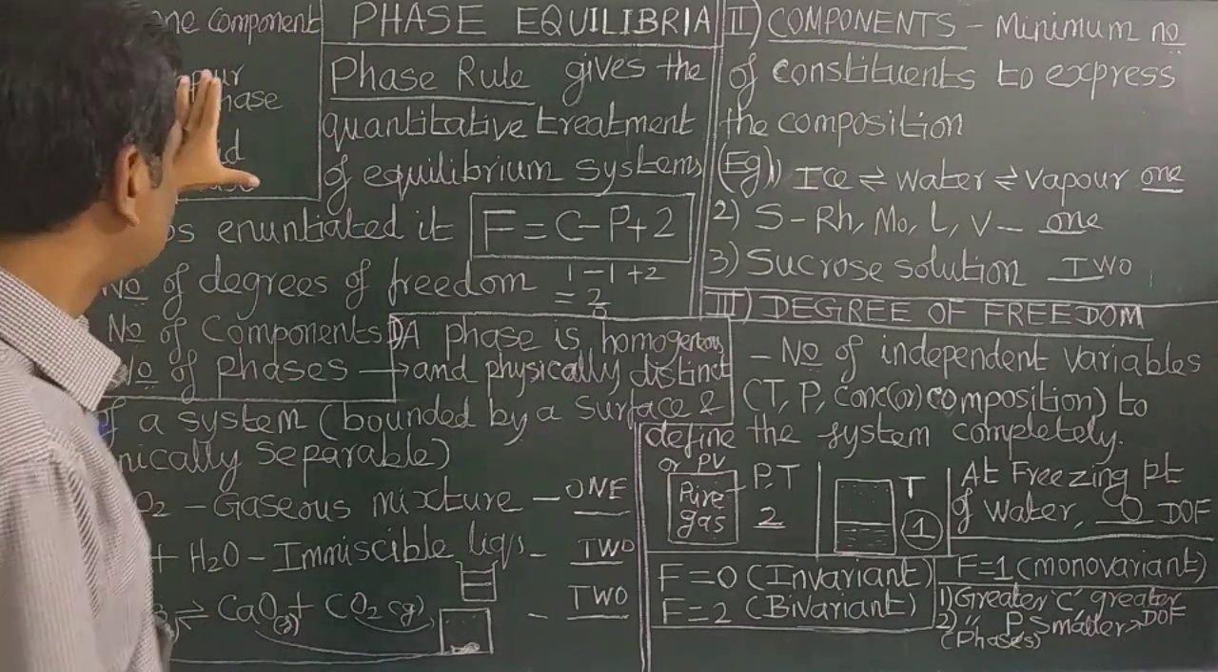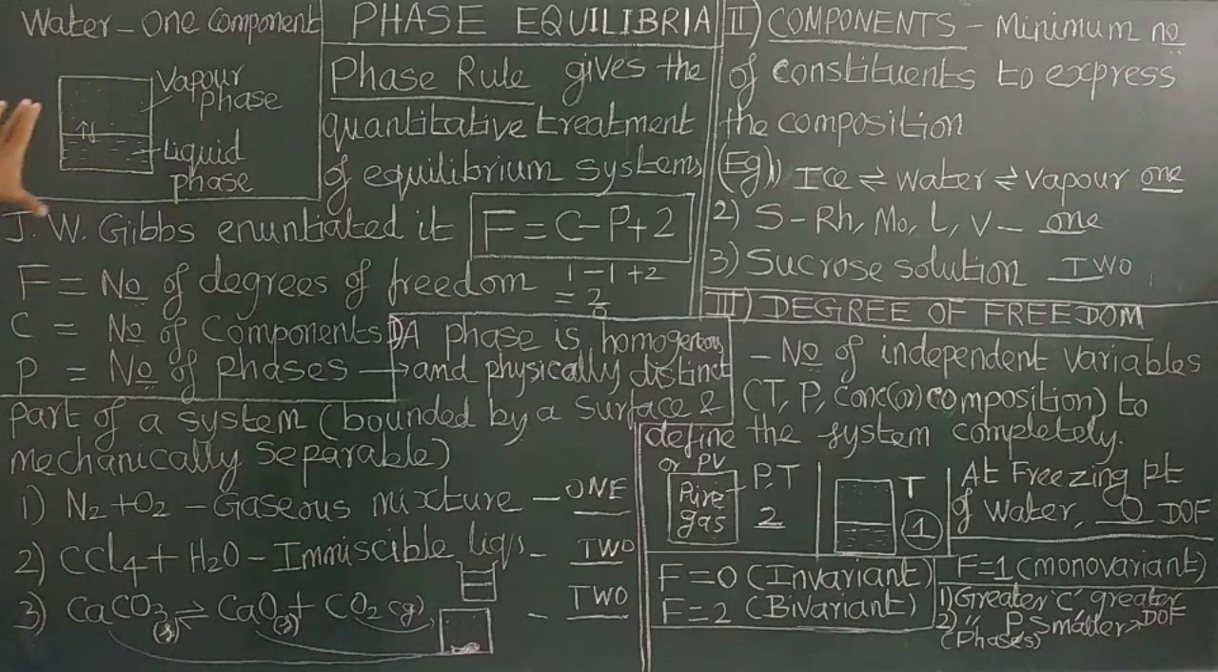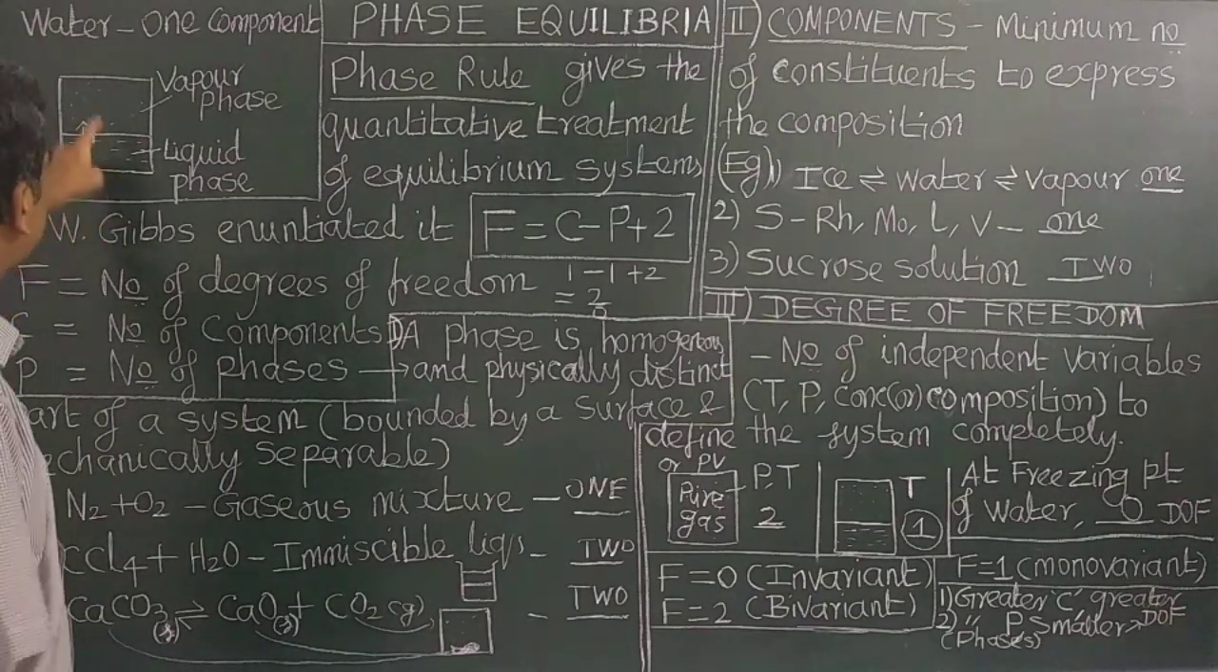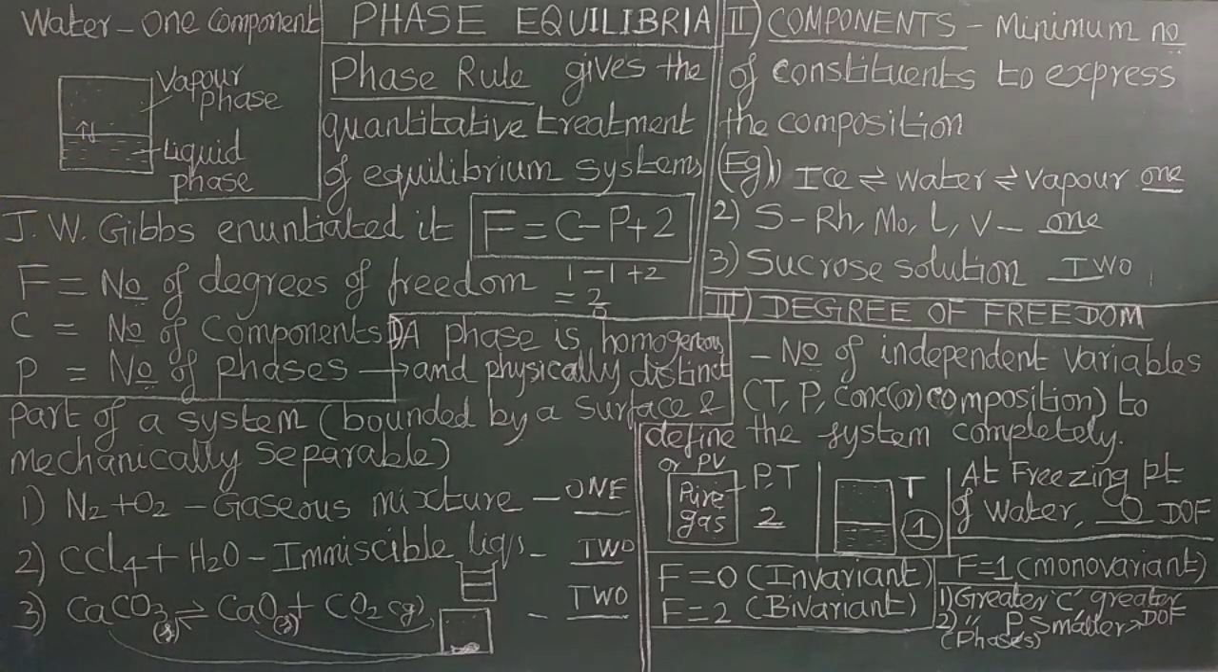It is a system in equilibrium. There are two phases, you see, two phases: phase equilibria. So this is an equilibrium system. The vapor phase and the liquid phase are in equilibrium with each other. There are two phases.